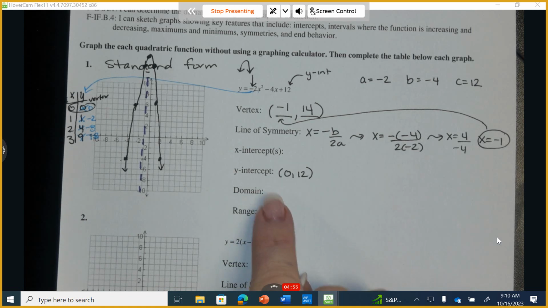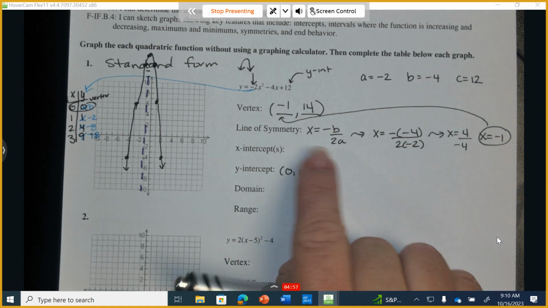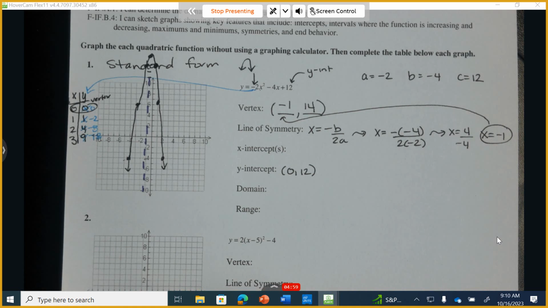I'm going to go ahead and do the domain and the range, and then we're going to come back and identify the x-intercepts.